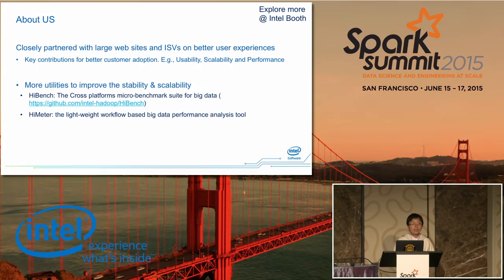At the same time, we are developing several utilities to serve our daily work. Here are some examples. Last month, we just released HiBench 4.0. Basically, HiBench is a cross-platform microbenchmark suite for big data. Another example is our self-developed tool called HiMeter. Basically, it is a lightweight, workflow-based big data performance measurement tool. We use it to provide different kinds of Spark applications and also to find improvement areas in the Spark project itself. If you are interested in those utilities or that work, you are welcome to visit the Intel booth and explore more information there.